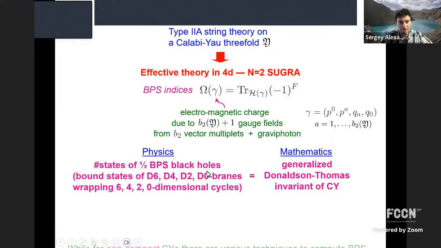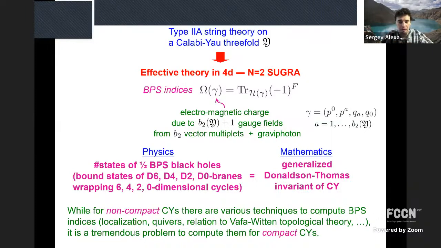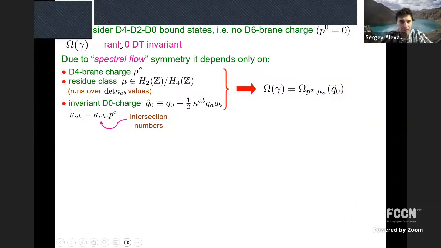If we consider a non-compact Calabi-Yau, then we could use many different techniques to compute these BPS indices, such as localization, quivers, relation to some topological theories. But once we are on a compact Calabi-Yau, most of these techniques just don't work. And it's really a very hard problem to compute these BPS indices. But nevertheless, let's try. I will actually concentrate this talk on a certain subset of these BPS indices, which correspond to D4, D2, D0 bound states.